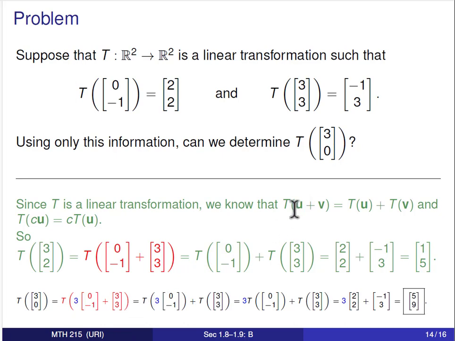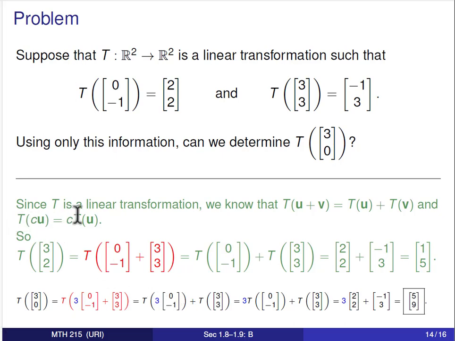Well, remember from the first property, T distributes over addition. So we're going to take T of the first vector and add it to T of the second vector. And the good news for me is that T of (3, 3) is already known. That's (-1, 3). But in the first expression there, I've got T of 3 times (0, -1).